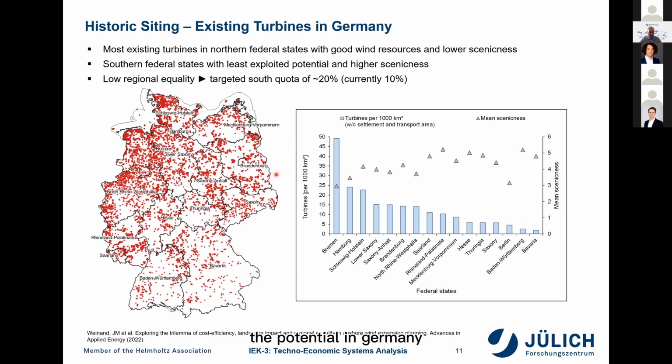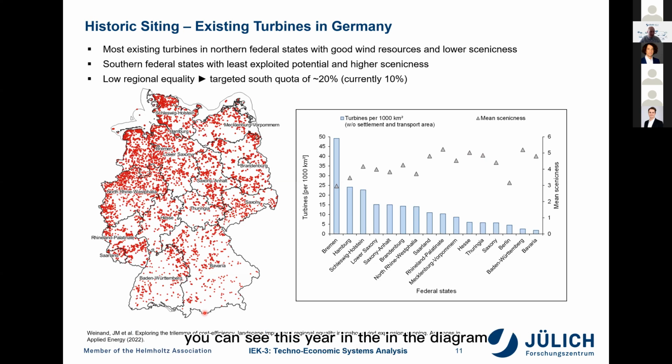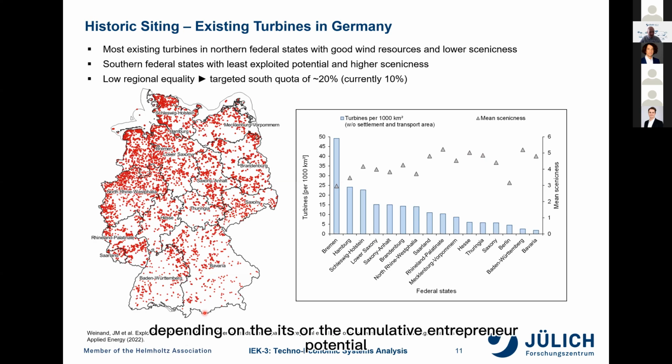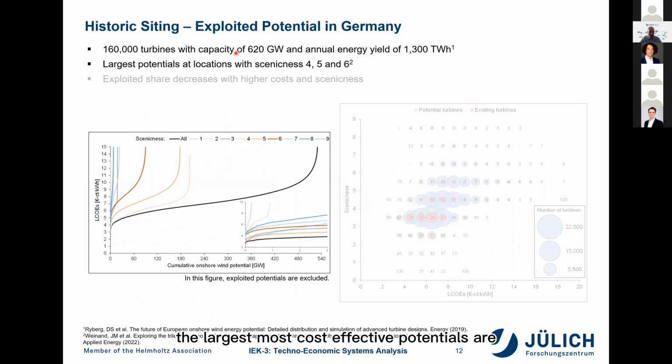The potential in Germany is 160,000 turbines, which would mean about 620 gigawatts and an energy yield of 1,300 terawatt hours. You can see this here in the diagram, depending on the LCOEs over the cumulative onshore wind potential, and then for every scenicness level. And as you can see, in Germany the largest and most cost-effective potentials are for scenicness levels 4, 5, and 6.